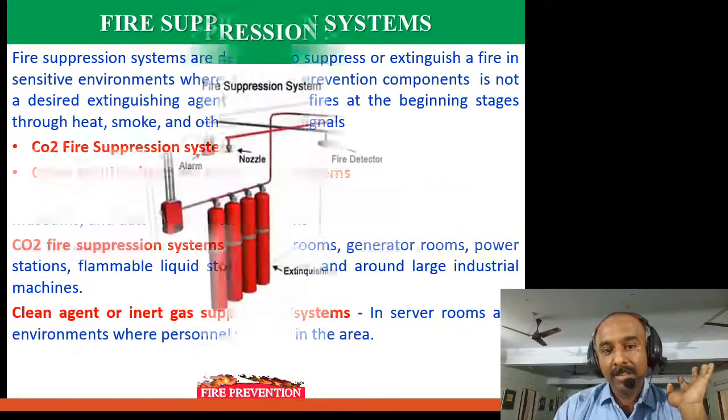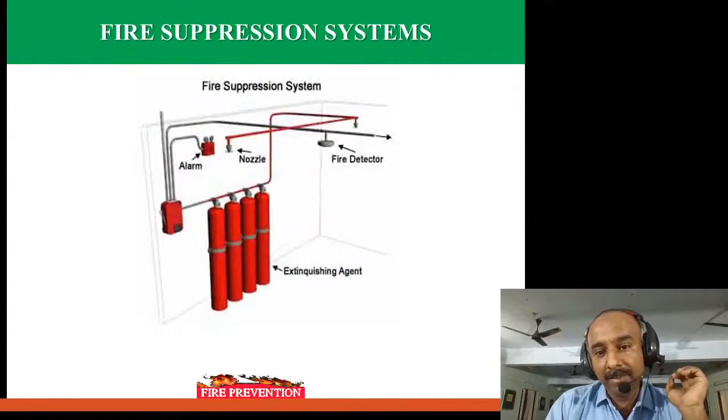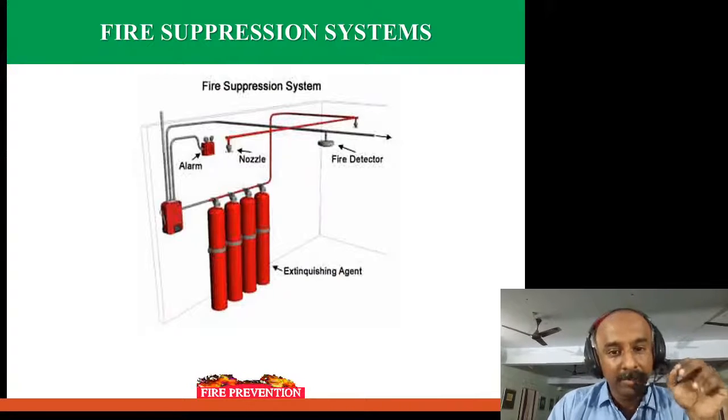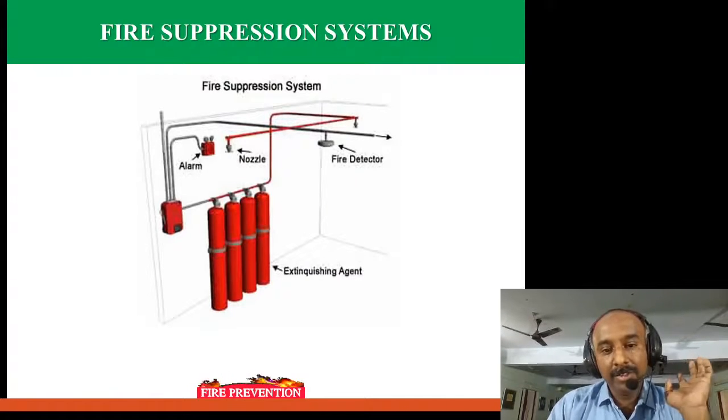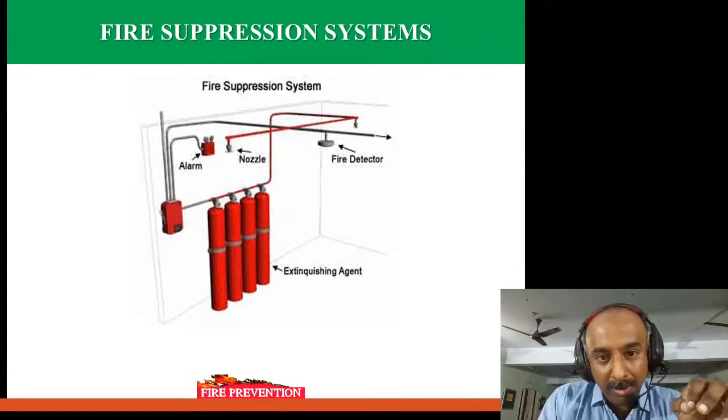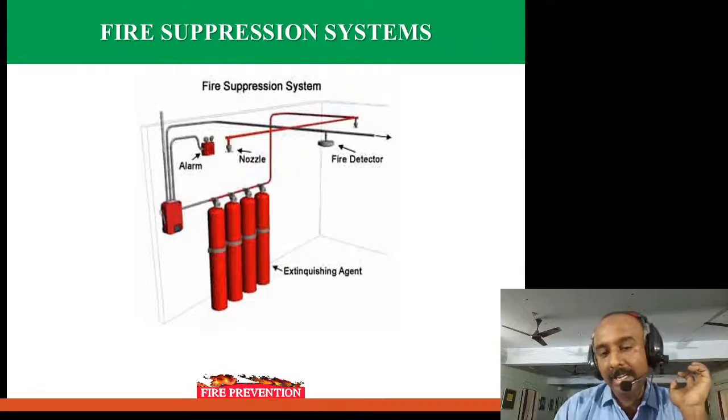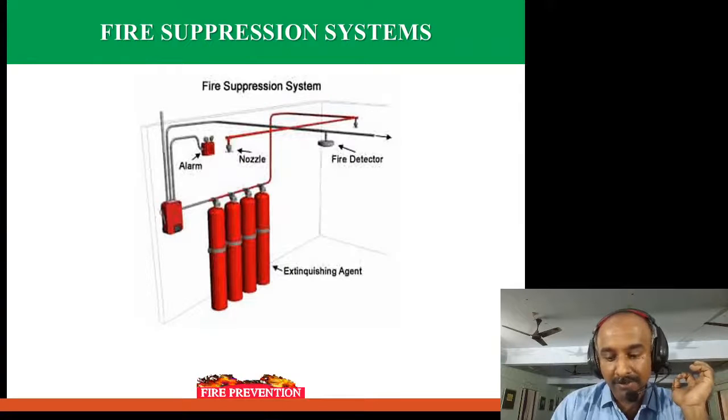So this is a simple layout of the fire suppression system. It contains the fire detector, fire alarm systems, and also the extinguishing agent contained within the cylinder. So I would like to present one video showing how the system works in case of an emergency situation.